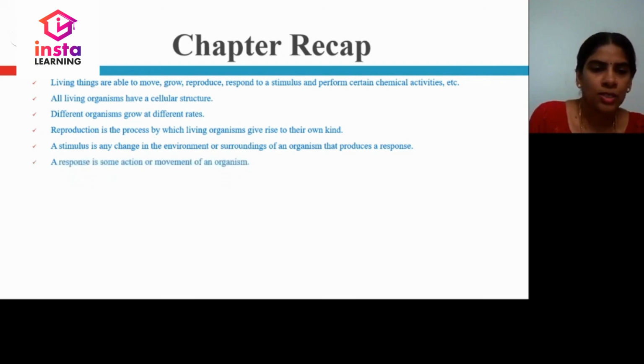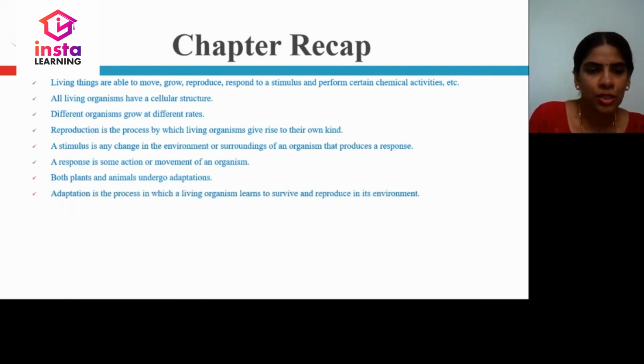A response is some action or movement of an organism. Both plants and animals undergo adaptations for their survival. Adaptation is a process in which a living organism learns to survive and reproduce in its environment. General properties of matter, that is non-living things, will definitely have mass, weight, volume, and density.